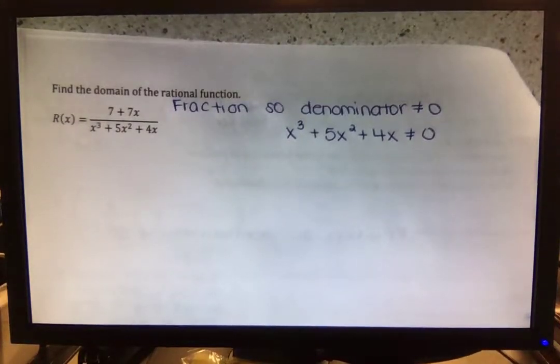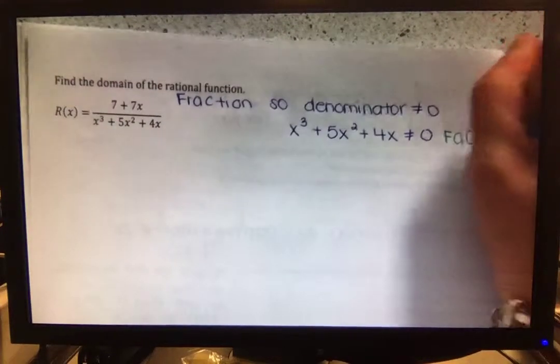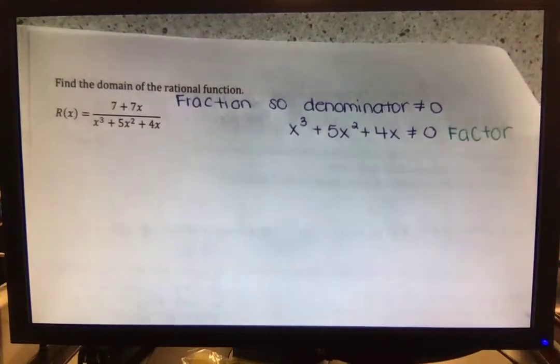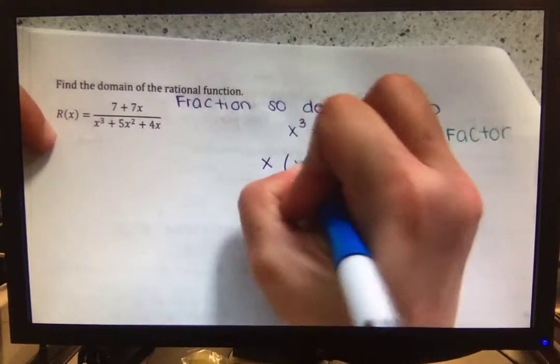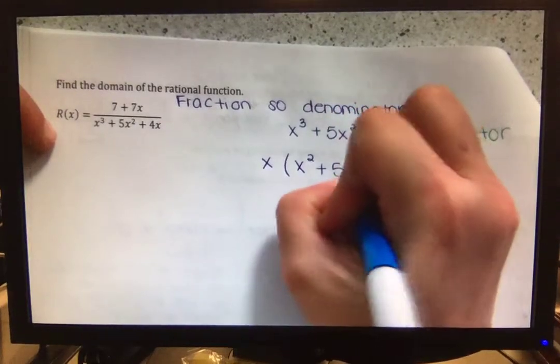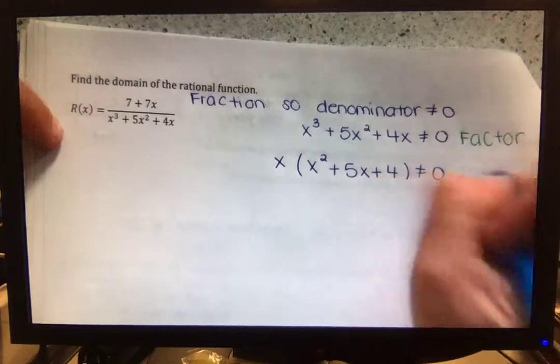How do I solve this? Factor. What's our first step in factoring? GCF. What's our GCF between x cubed, 5x squared, and 4x? X. Good. So factoring out that x, you have x times x squared plus 5x plus 4 cannot equal 0.